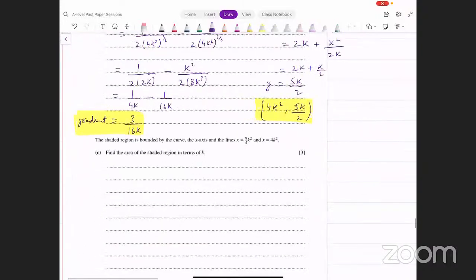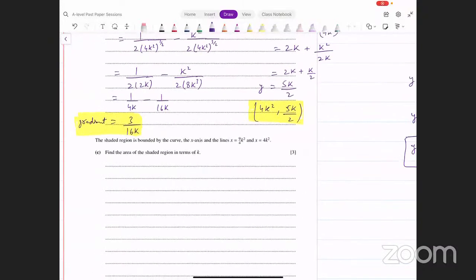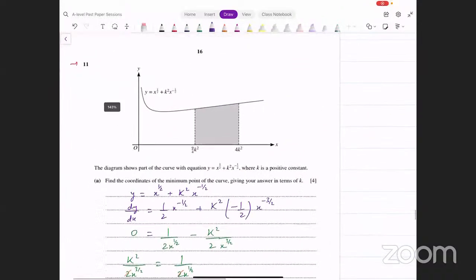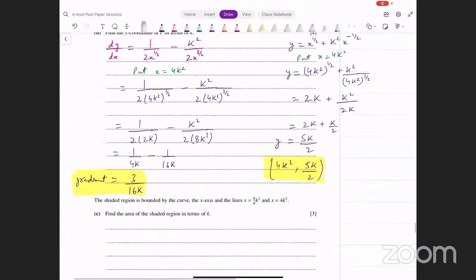The shaded region is bounded by the curve, the x-axis, and the lines. These find the area of the shaded region in terms of k. You can see the shaded region there. उसने आपको बताया हुआ है. Limits क्या है? ये limits है. ये area find करना है.